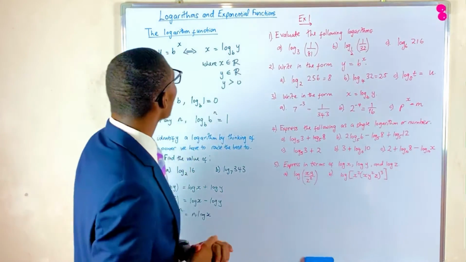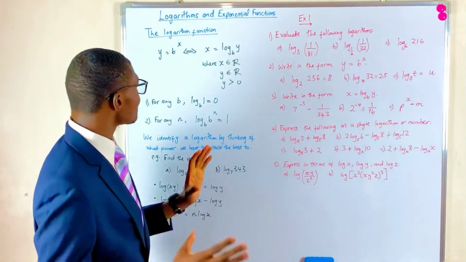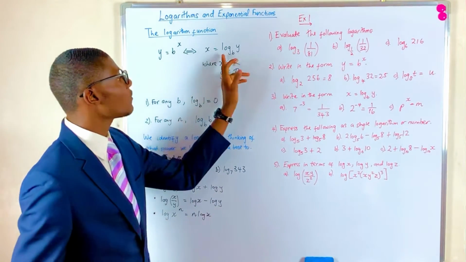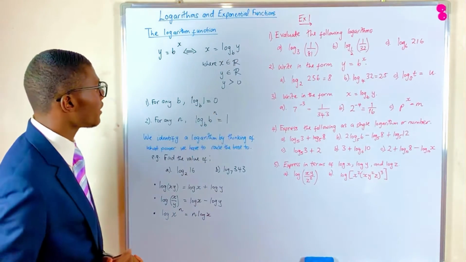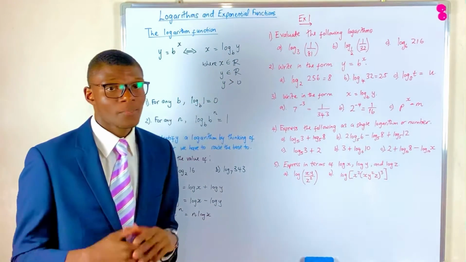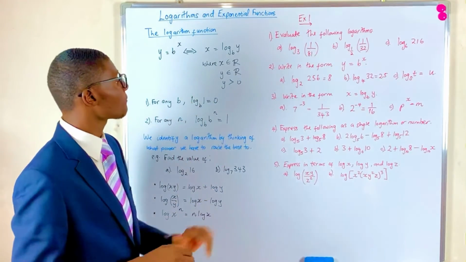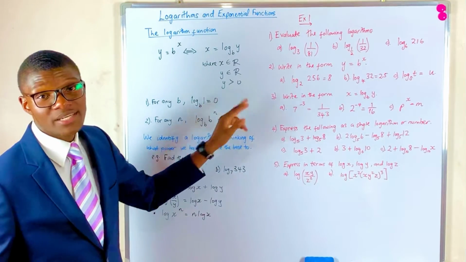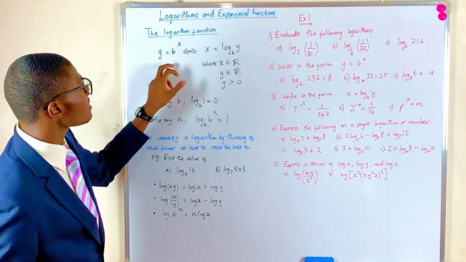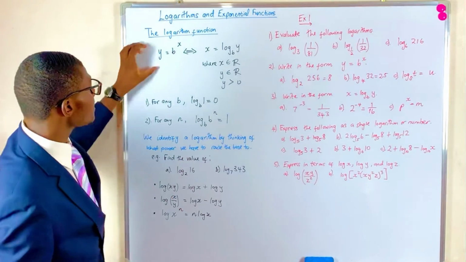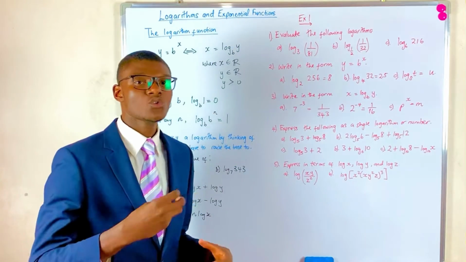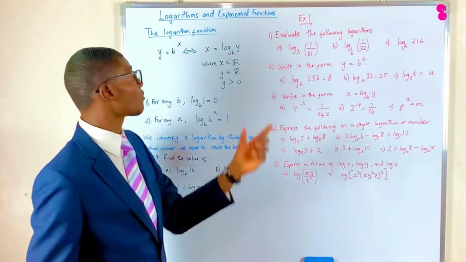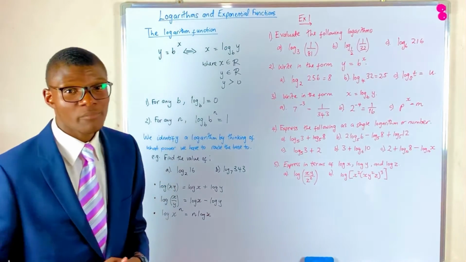So to start off, we define the logarithm function by saying that for y is equal to b to the power of x, x would be equal to log to base b of y, where x is a subset of rational numbers and y is also a subset of rational numbers, and y has to be greater than 0 for this condition to be satisfied. So in other words, this is a form that we can use to convert from exponential form to logarithmic form, or from logarithmic form to exponential form.